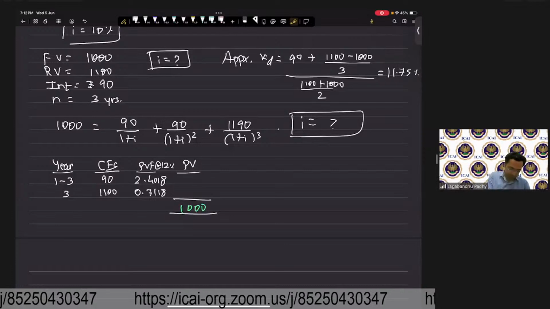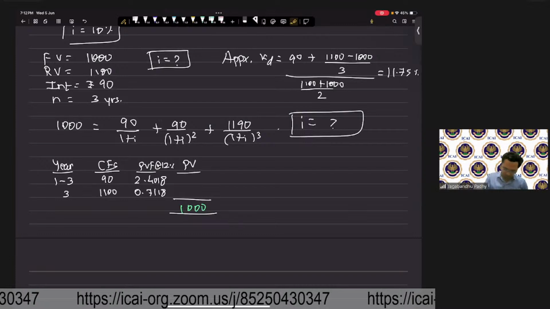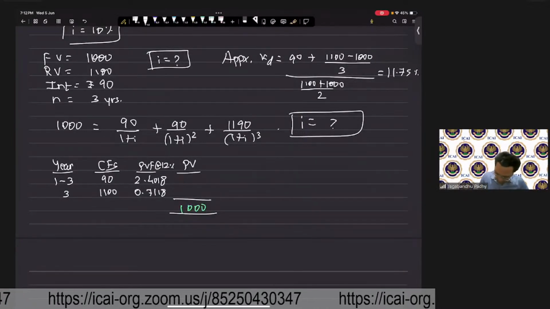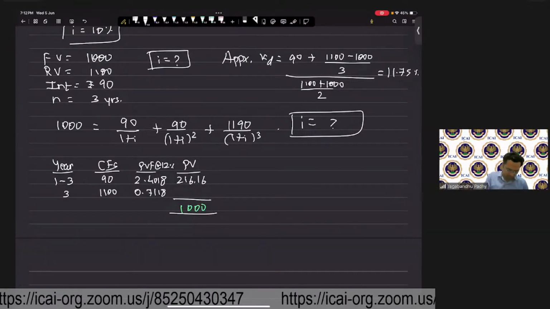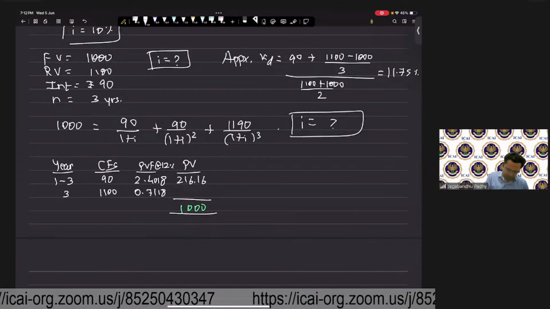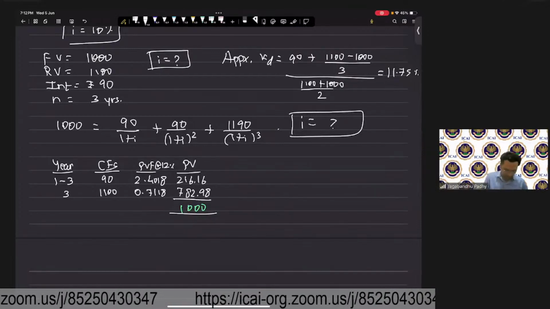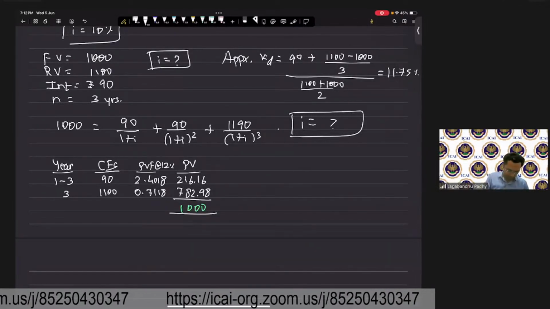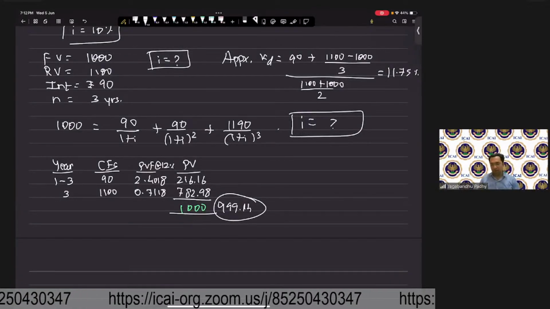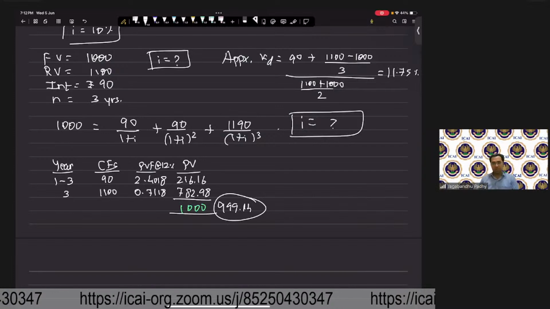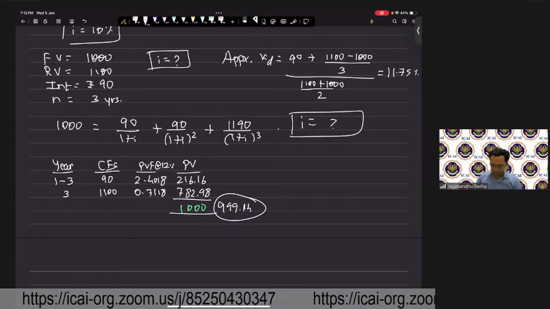If we multiply them, 90 multiplied by 2.4018 is 216.16. And then 1100 multiplied by 0.7118 is 782.98. If I total it, that works out to be 999.14. It means I'm not receiving the value of 1000. I want the present value to be equal to 1000.